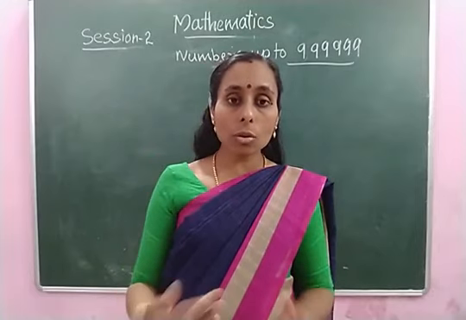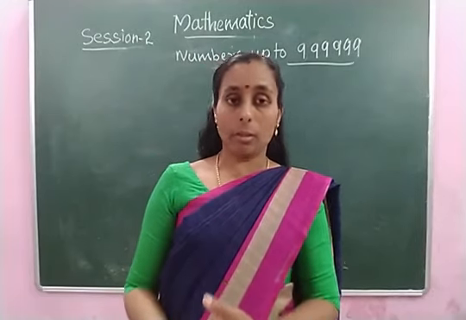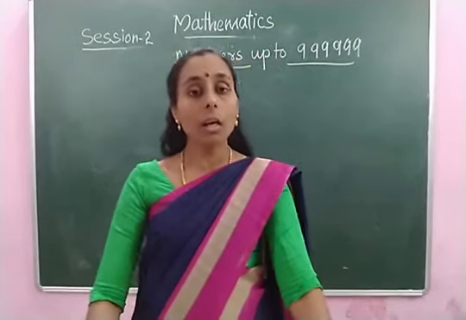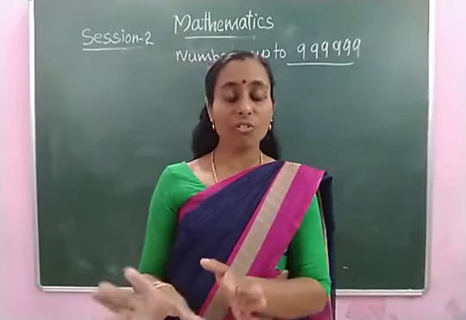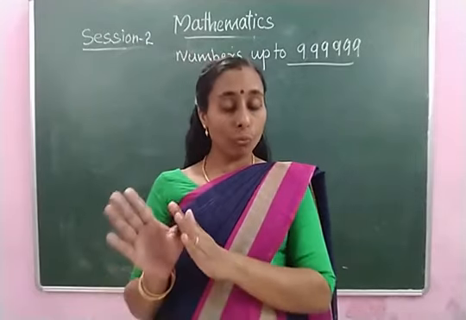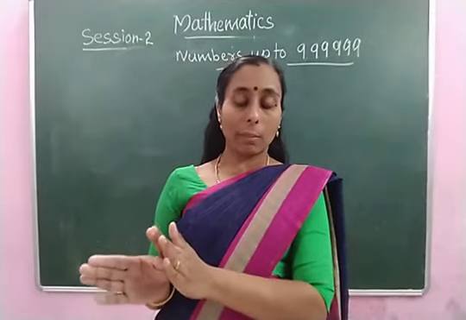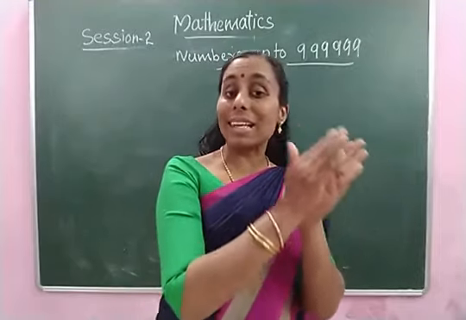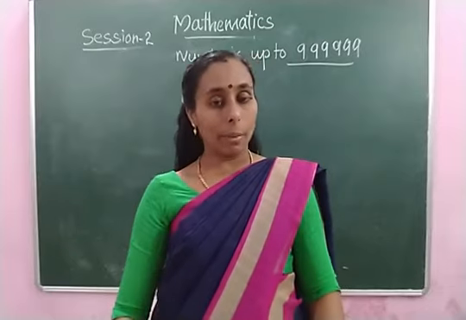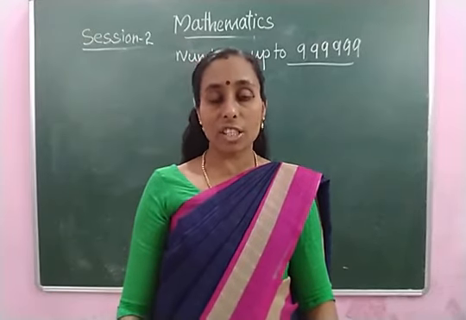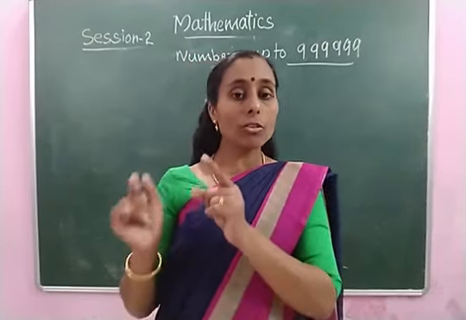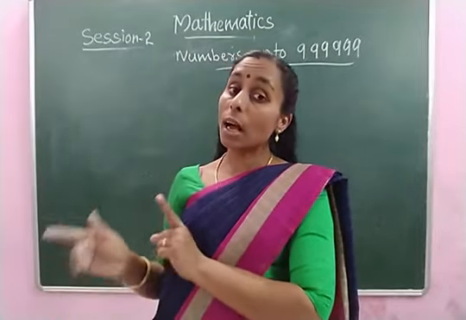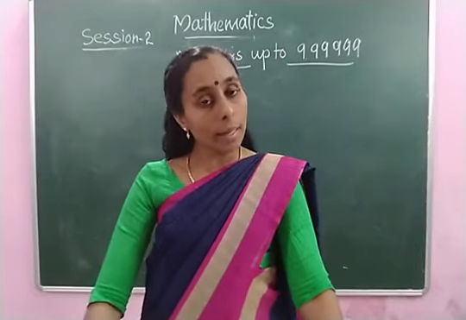9999. And to get the smallest number of the next digit, we have to add 1 to the largest number. Suppose we want to get the smallest four digit number, we have to add 1 with the largest three digit number, that is 999. While we are adding 1 to 999, we get 1000. That is the smallest four digit number.